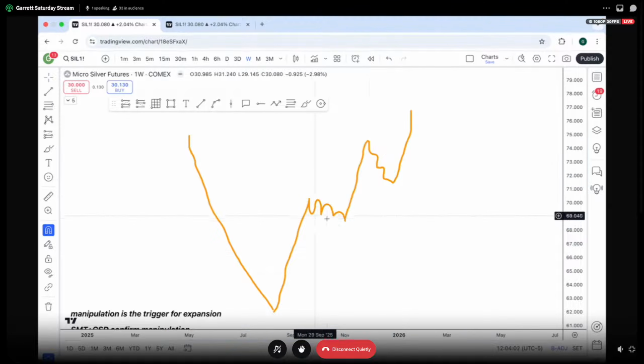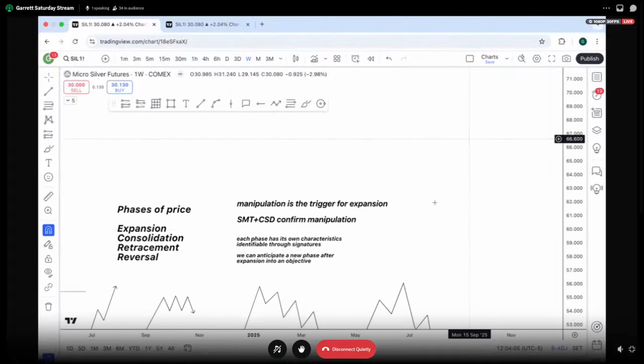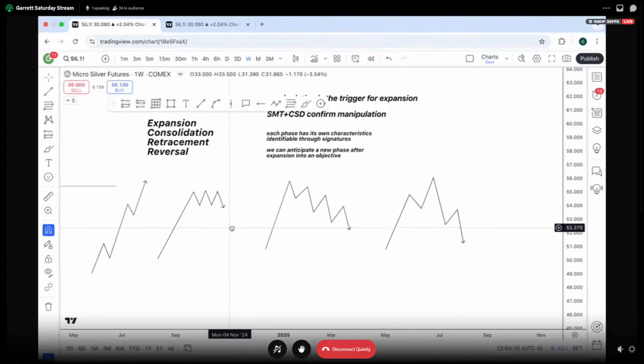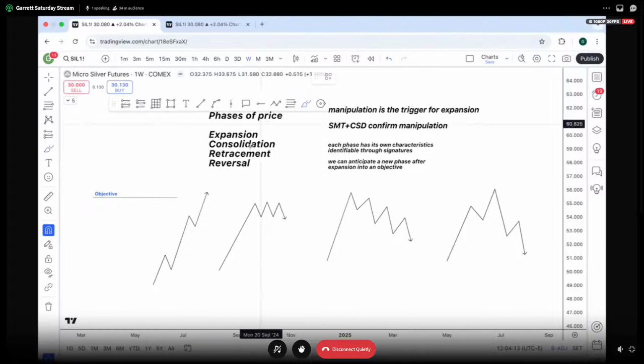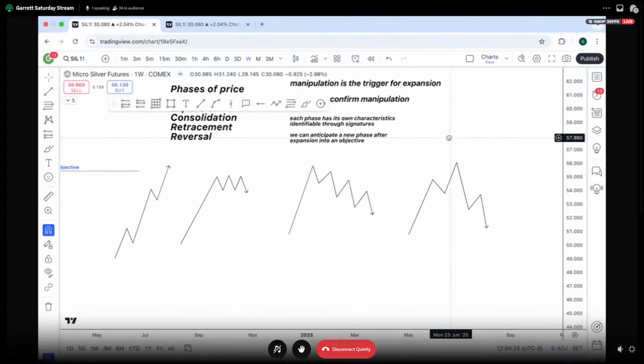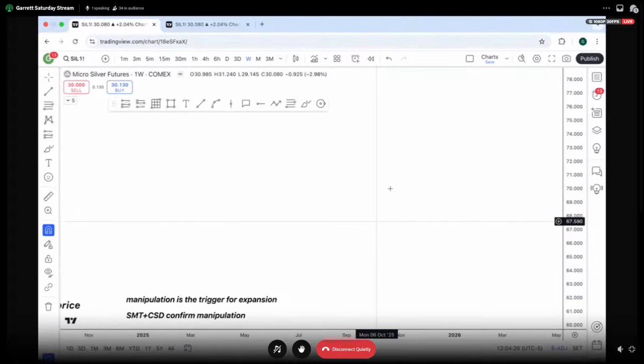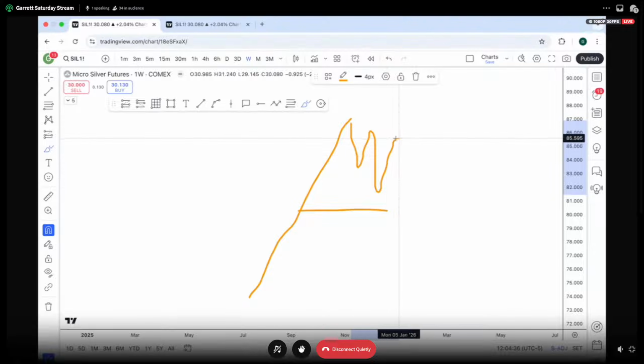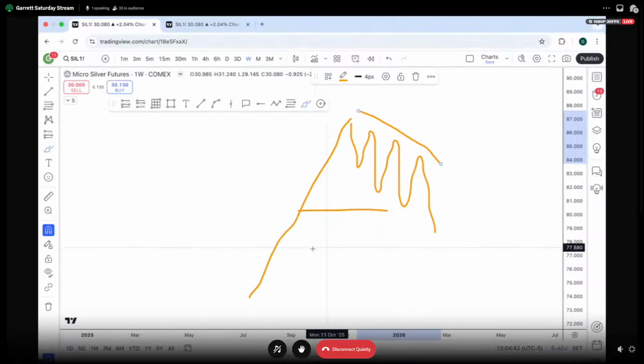So that's consolidation. We all know what that is, but we can anticipate it after an expansion into an objective, and that lack of displacement in the other direction, leaving failure swings on both sides, is typically just consolidation. Retracement is almost like consolidation, but we can retrace deep into a range. It's an LR signature where you make deep retracements, leaving failure swings. That's the key. When you see failure swings like that, typically this range is going to hold.